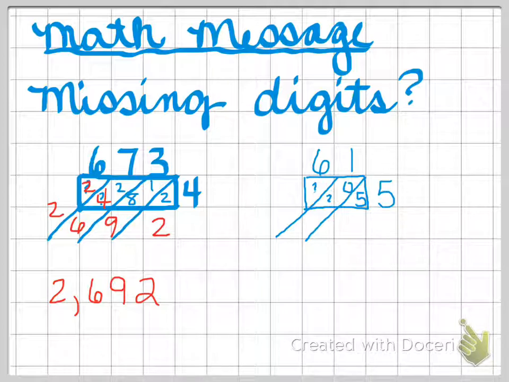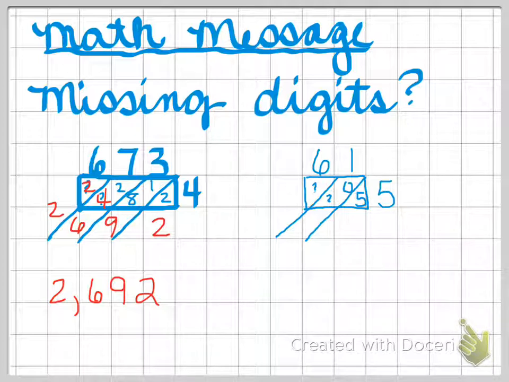So 673 times 4 is equal to 2,692. If we take a look at the second problem where we have 61 times 5, we have 5 times 1 in that first box, which equals 5. And I want you to notice how I laid the numbers out, because 5 would be in the ones column and 0 would be in the tens, so that's how we would write that.